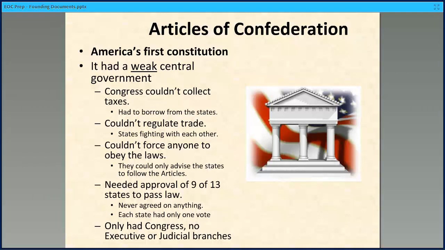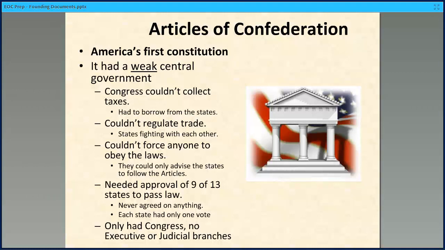And each state only had one vote, so some states had a lot more population than others. But regardless of their population, each state had exactly one vote. And one of the biggest weaknesses, though, was that there was only Congress. That was the only branch of government at the time. There was no executive branch, there were no judicial branches.